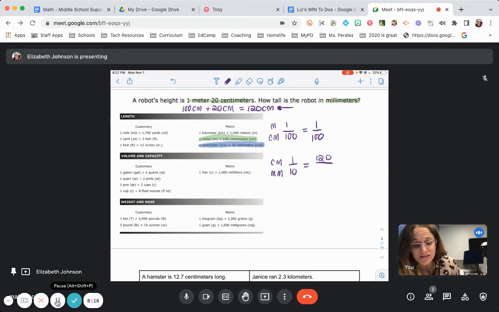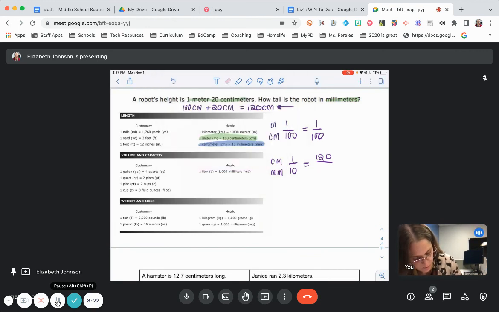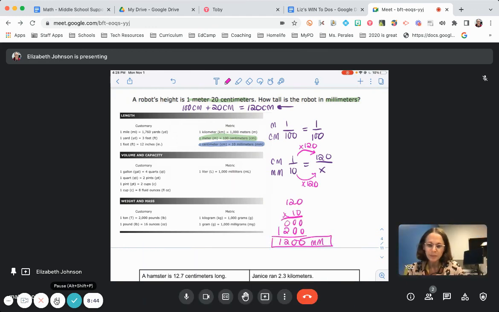There's a couple of ways to solve this proportion. If we wanted to, we could look between the ratios. Remember, we're solving for our denominator down here. We could look between them, or we could look within them. I think I'm going to go between this time. So if I multiply 1 by 120, I get 120. If I multiply 10 by 120, I'll get x. So let's try that. 120 times 10. And I got 1,200 millimeters.